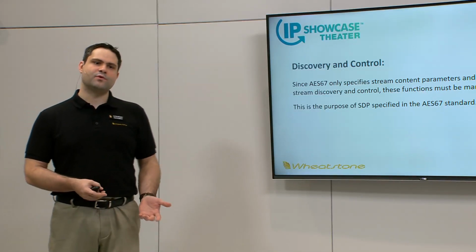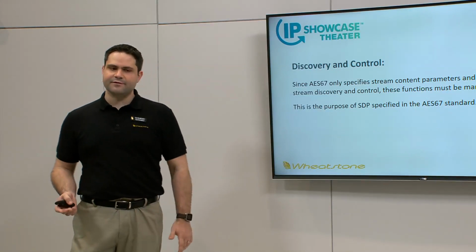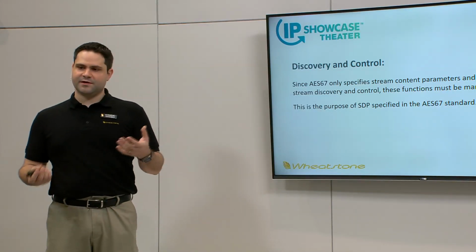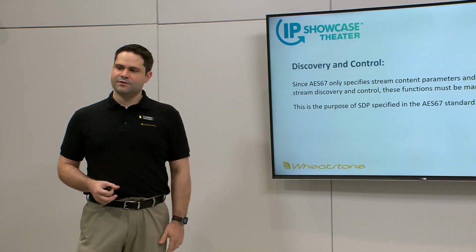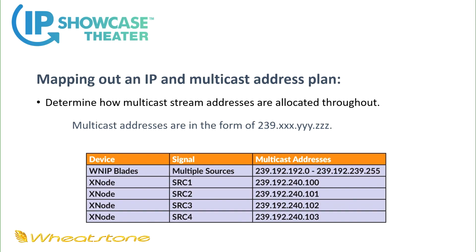Some devices support direct entry of SDP. Other devices, you have to pick the SDP apart to enter the parameters needed. So how do you map out the multicast addresses if you're going to use AES67? Well, it depends on the devices you're using. For instance, our blades use a certain multicast address range. The multicast address range can be modified, and it's essentially a contiguous range.